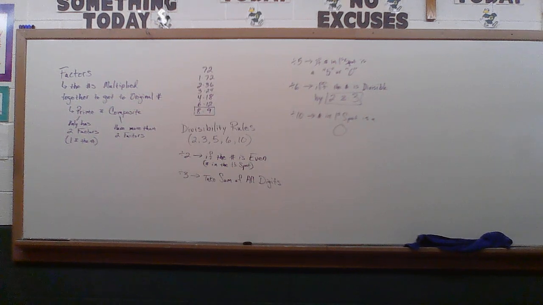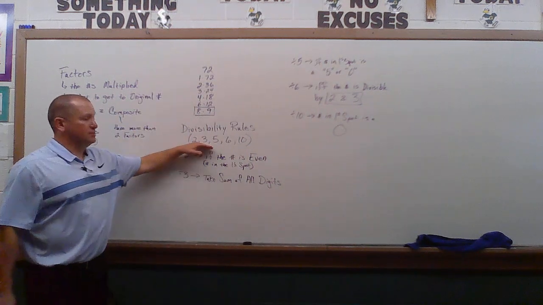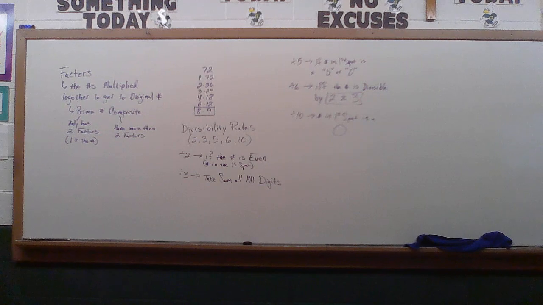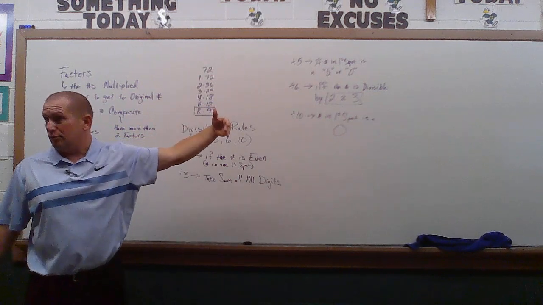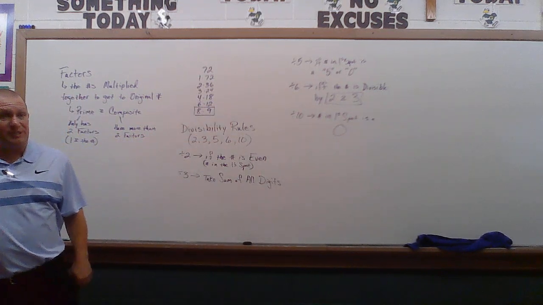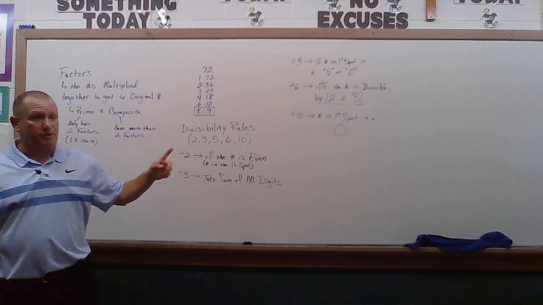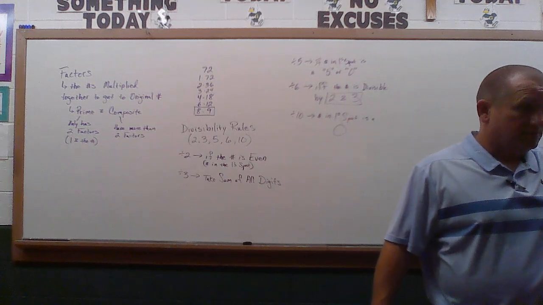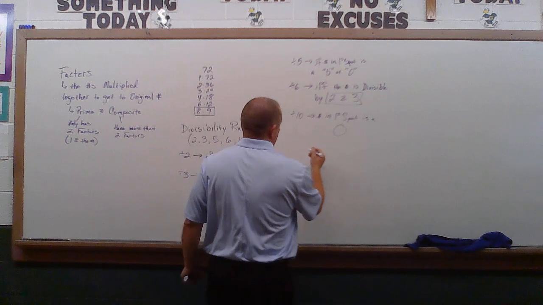Now, if they ask us to find just these factors, that's fine. But if they ask you to find all the factors, then you got to go through even all the odd numbers, right? So like 7, and test all those too. And the only way some of those can be done is by doing division. Okay? But remember then, every single number will always have 1 as a factor.